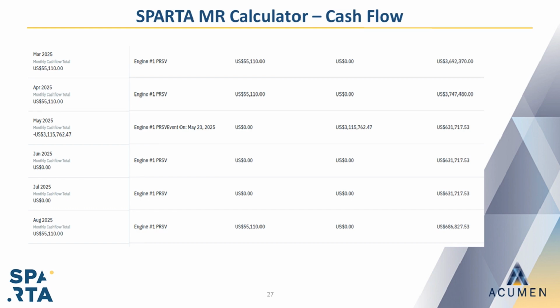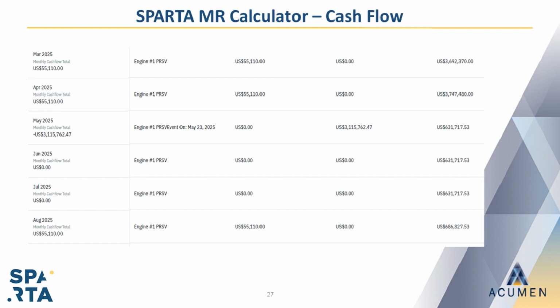monthly, and then at the time of the shop visit in May 2025, a reduction of $3.1 million to cover the shop visit cost. There's then a period of 3 months where the engine is not accruing reserves as it's assumed to be in the shop, before being reinstalled and accruing reserves again from August 2025 onwards.